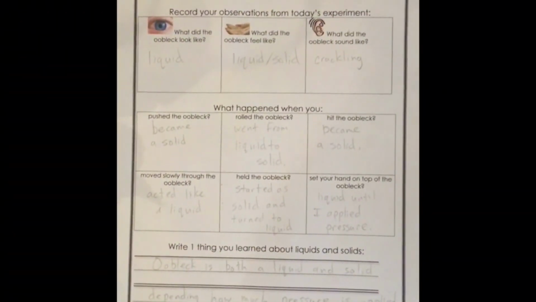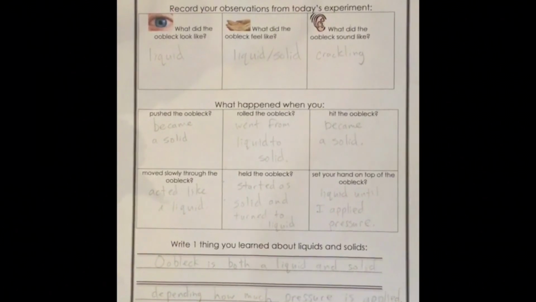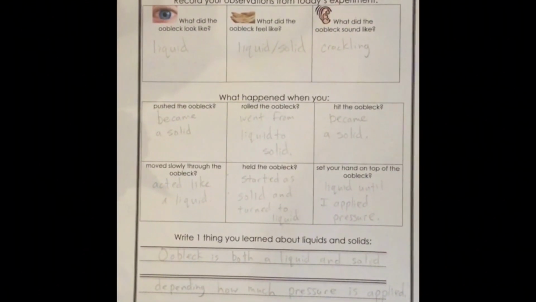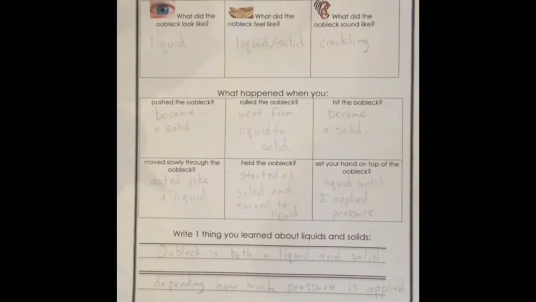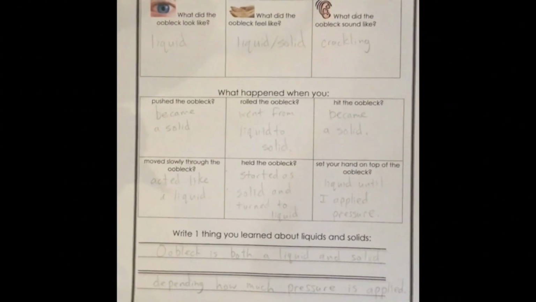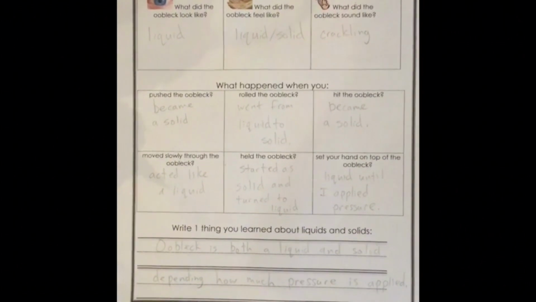Okay, here's my completed day 5 states of matter sheet. So what does the oobleck look like? Liquid. What does oobleck feel like? It starts as a liquid and becomes solid. And what does it sound like? It was crackling. When you push the oobleck, it became a solid. When you rolled the oobleck, it went from liquid to solid.